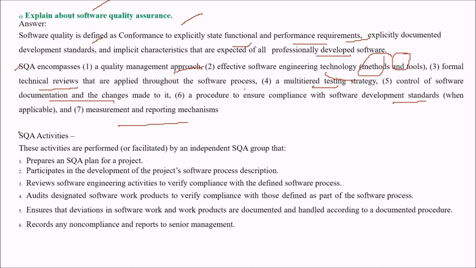So SQA activities, various activities are performed or facilitated by an independent SQA group, the Software Quality Assurance Group. This is independent. So first, it prepares an SQA plan for a project. It participates in the development of the project software process description, reviews software engineering activities to verify compliance with the defined software process, and audits designated software work products to verify compliance with those defined as part of the software process, and ensures that deviations in software work and work products are documented and handled according to the documented procedure. And also it records any non-compliance and reports to senior management.